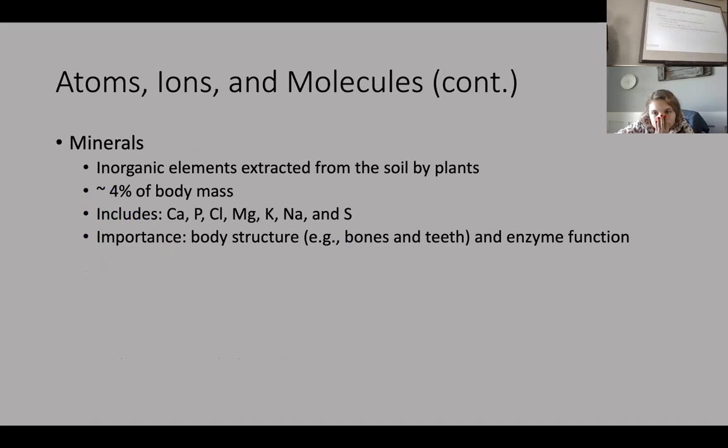Okay, minerals. Minerals are a specific kind of subset of elements in our body. They are inorganic, but you don't have to worry about exactly what that means. They're elements that are taken out of the soil by plants. So plants are what actually make these elements usable for us. We eat the plant and then we get it, or we eat the animal that ate the plant and then we get it. So we don't make these, we get them via ingestion.